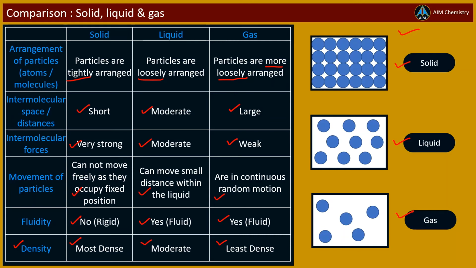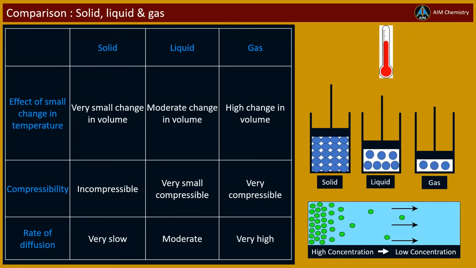Now we will move to next property. Effect of small change in temperature. If we make the small change in temperature either higher or lower side, then it results in very small change in volume for solid, moderate for liquid, and high for gas. Next property is compressibility. Compressibility is a measure of the relative volume change as a response to a pressure change. Solids are incompressible, while liquids are very small compressible, and gases are very compressible.